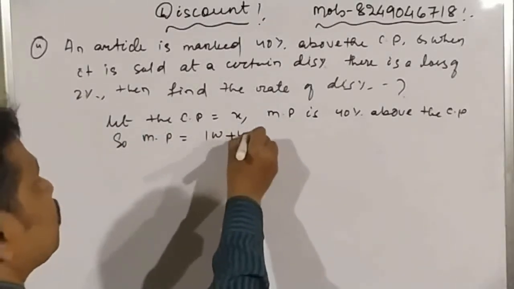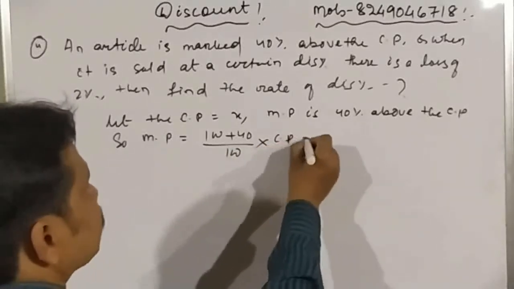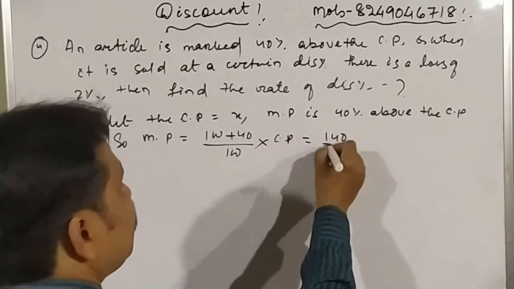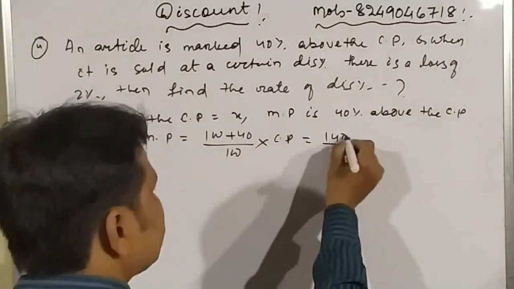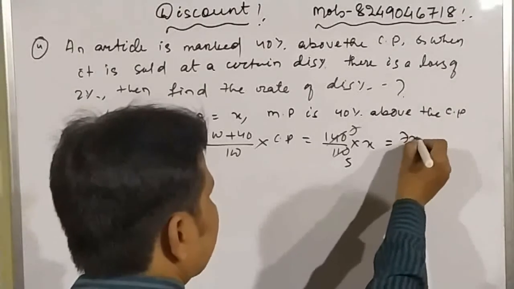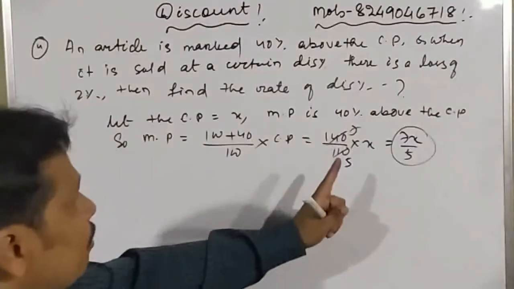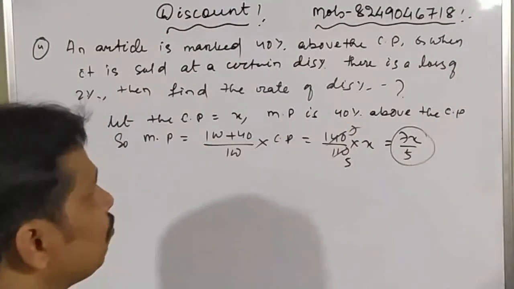100 plus 40 divided by 100 into cost price, which is equal to 140 divided by 100 into x. So 7x by 5 is the result. This is our mark price. So now we have got the cost price as well as the mark price.